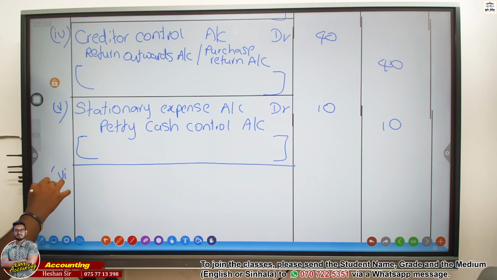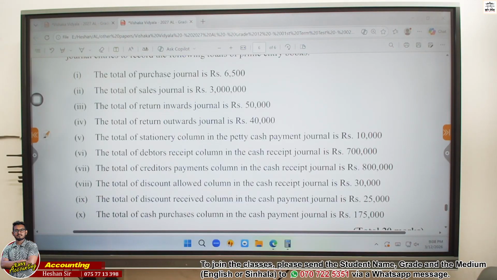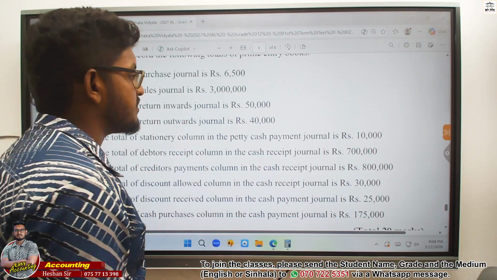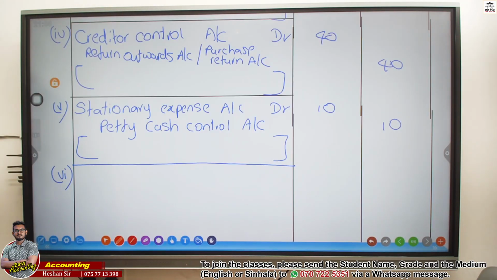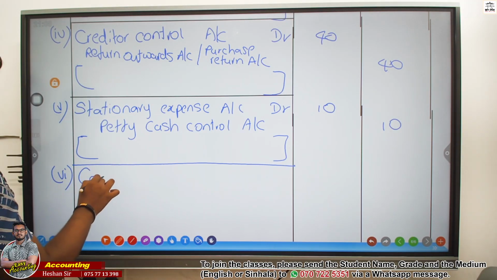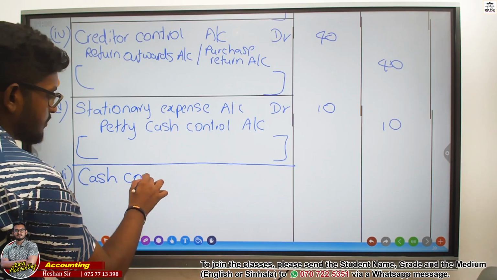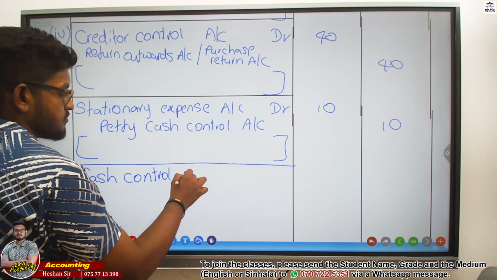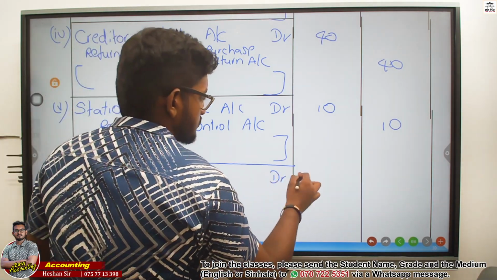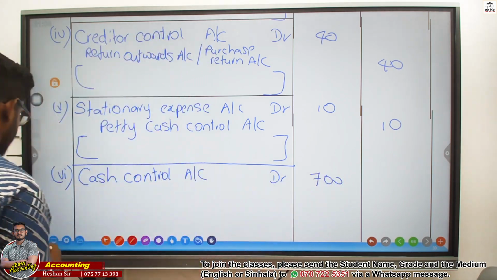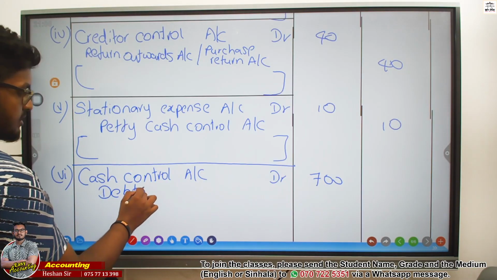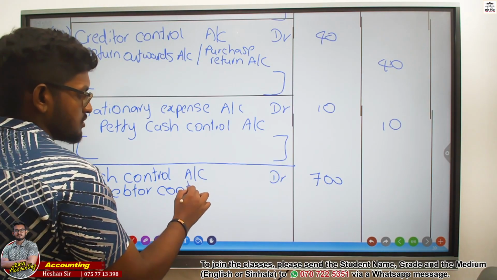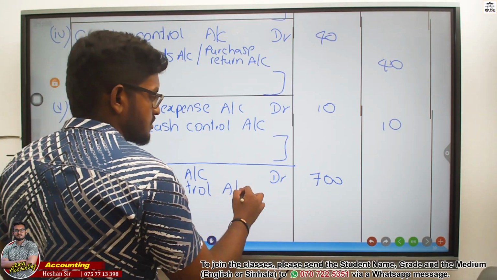Number 6. Total of the debtor receipt column in the cash receipt journal is 700. Cash control account debit 700. Debtor control account credit 700.